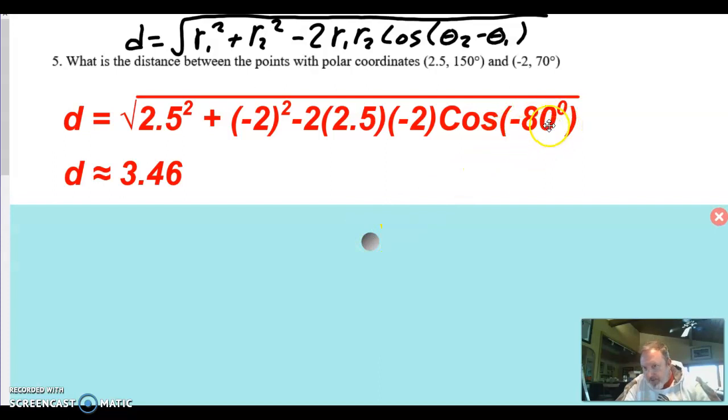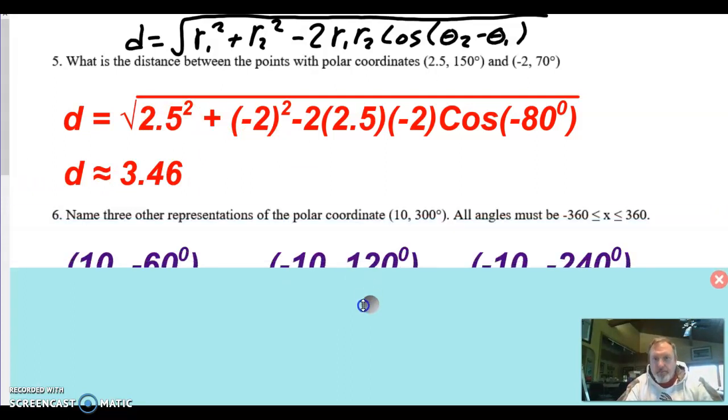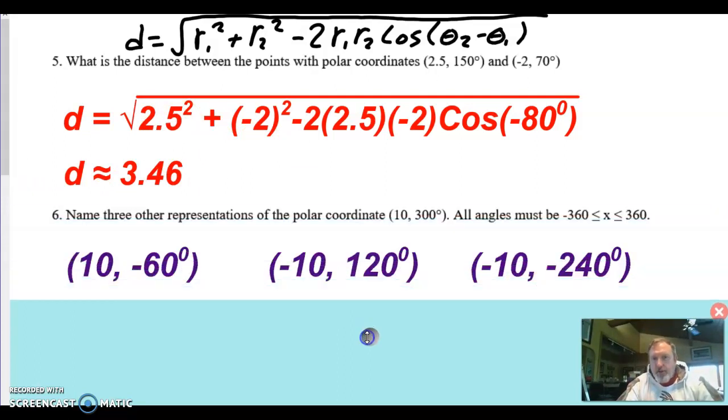This is in degrees here, so make sure you're in degree mode when you plug it into your calculator. I've seen a number of people do this correctly, but get the wrong answer because they have degrees here and then they're in radian mode. Later, you're going to have to switch back to radian mode, but for this problem, make sure you are in degree mode.